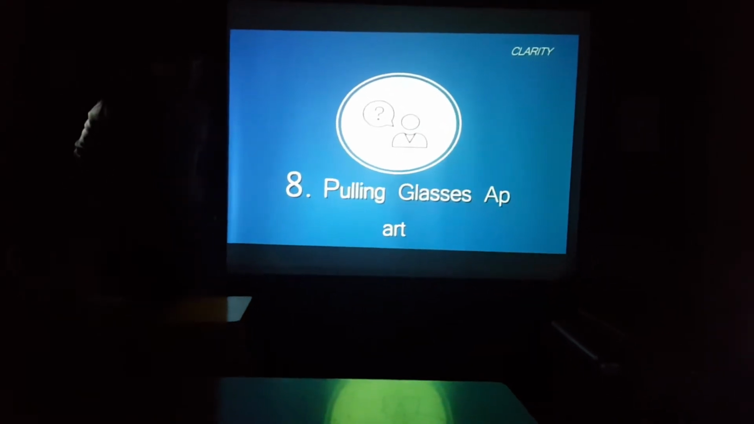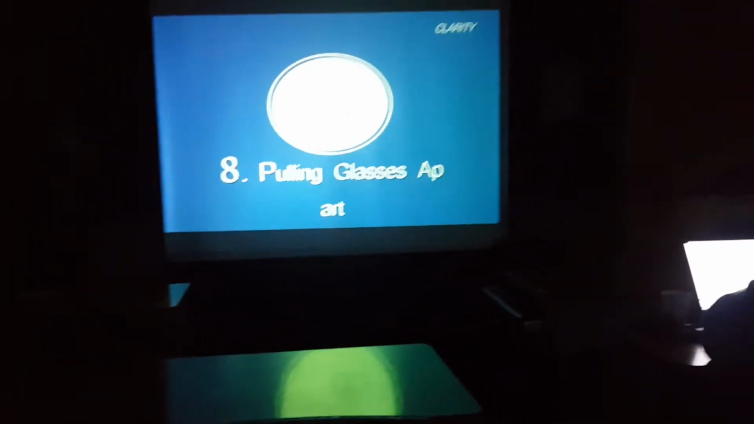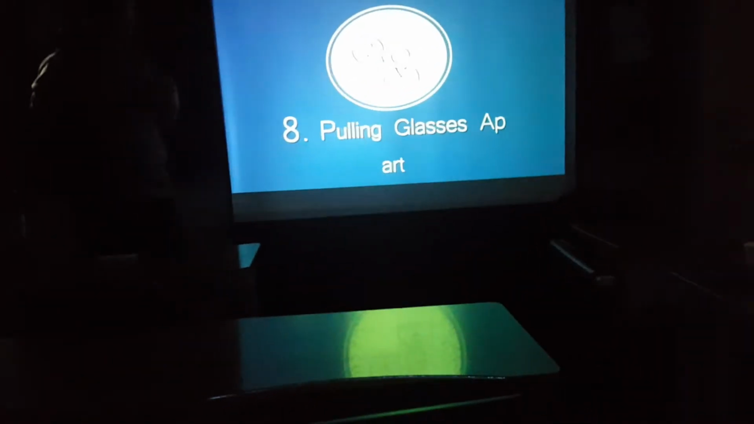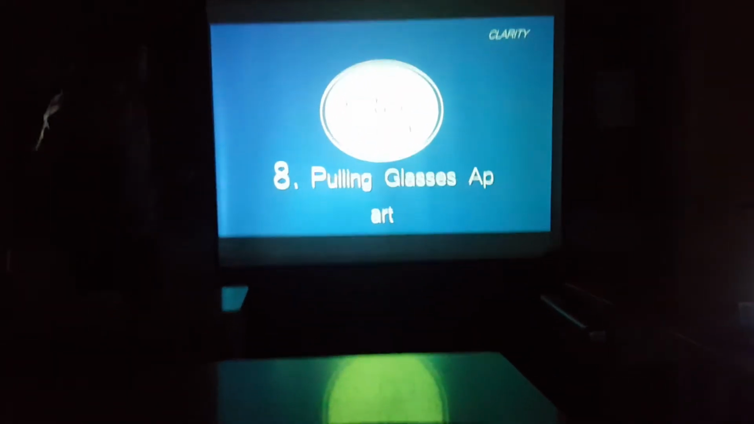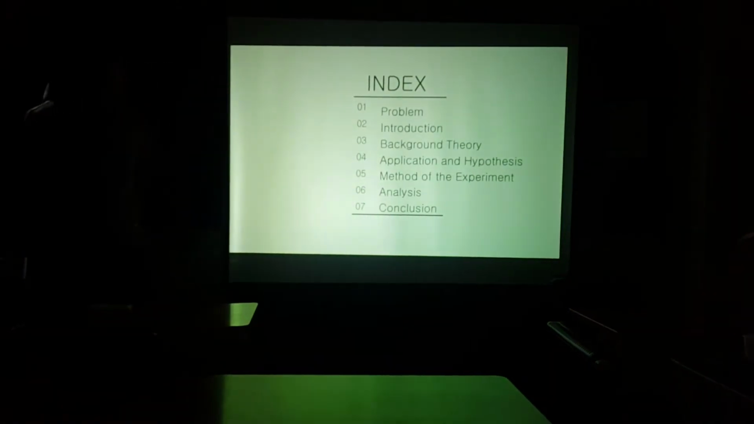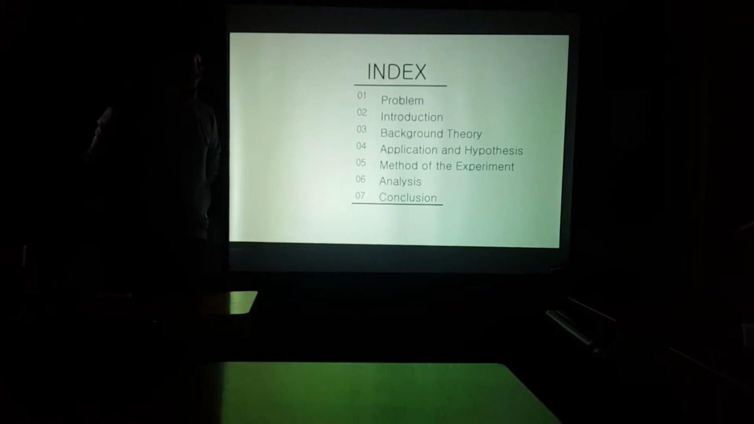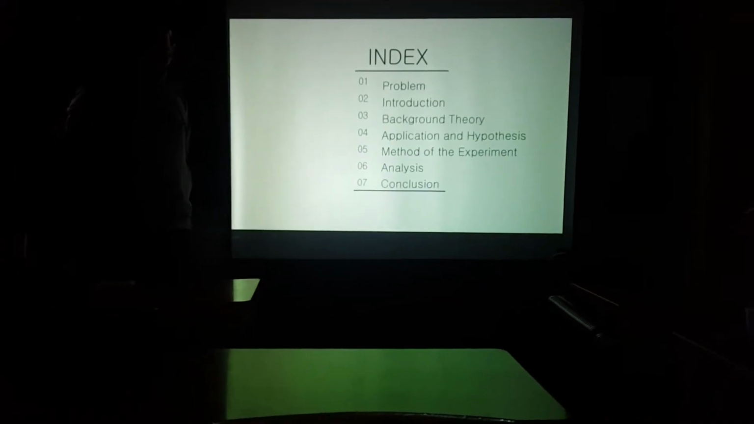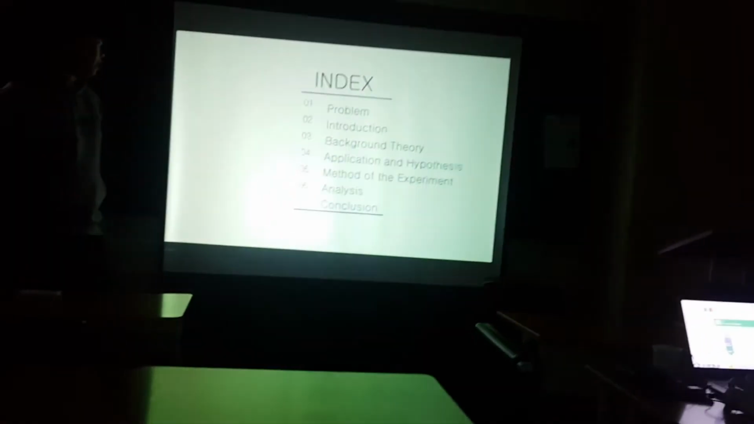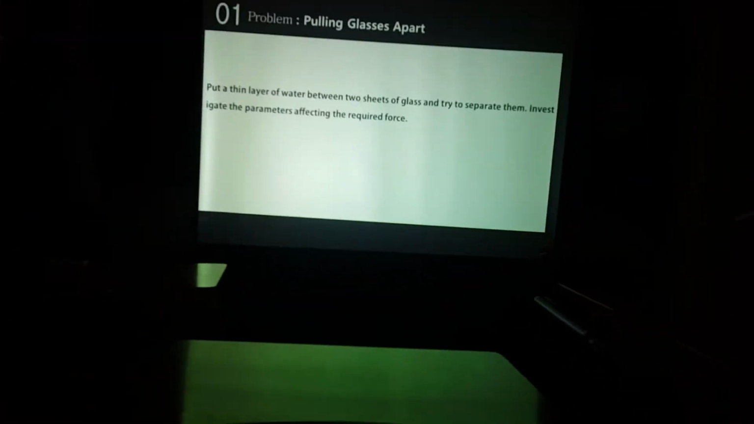So this is Junwon Baek from Gwayeong High School, and I'm really pleased. It's my honor to report about this topic, clean glasses approach. So this is the index of my presentation. First problem, second introduction, third background theory, fourth implication and hypothesis, fifth method of experiment, sixth analysis, and lastly conclusion.